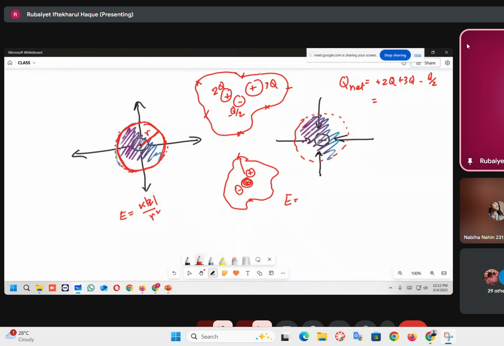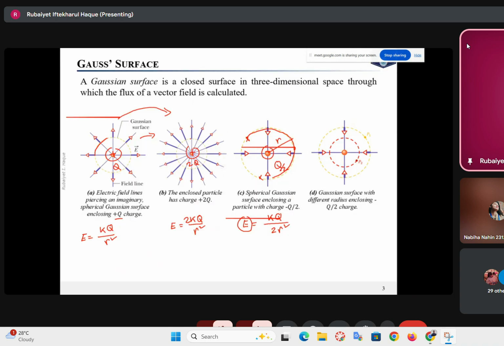This concept is clear for you guys? Okay. Yes, sir. So on the Gauss surface the electric field remains constant, and you can calculate the electric field using the same concept. If you know the radius, if you know the distance, if you know the direction from the center, that's it. This is the way you can calculate that one.